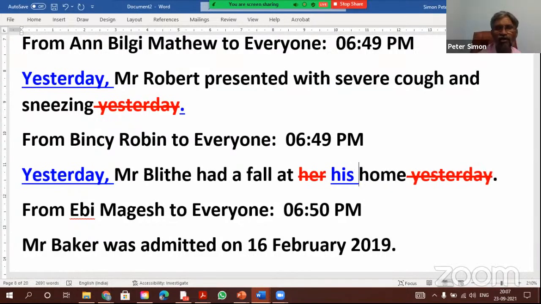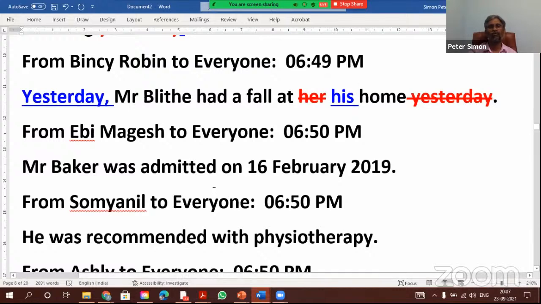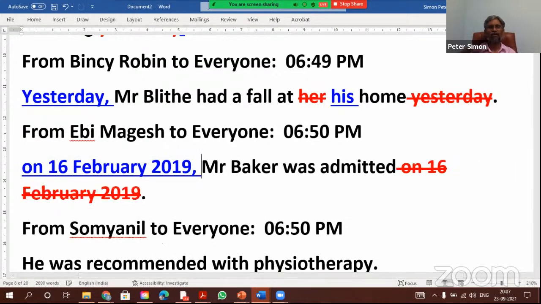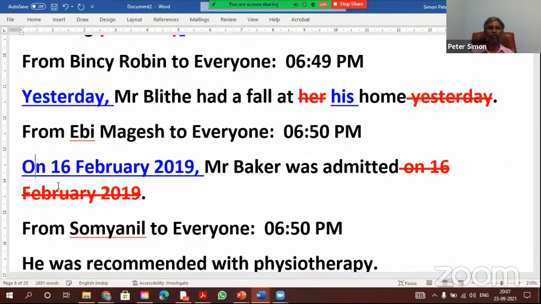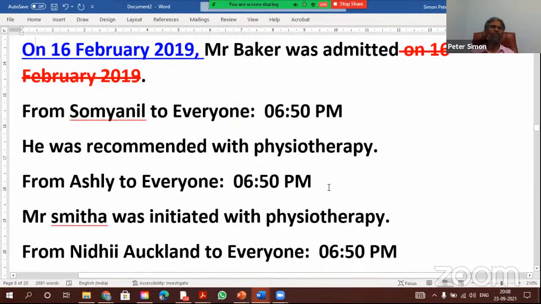Okay. Yesterday, Mr. Blith had a fall at his home. Mr. Baker was admitted on 16 February. So take this forward. This is called the setting, time setting. On 16th February 2019, Mr. Baker was admitted. Right. He was recommended with physiotherapy. Physiotherapy was recommended.